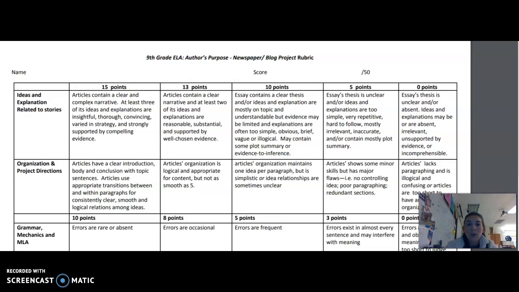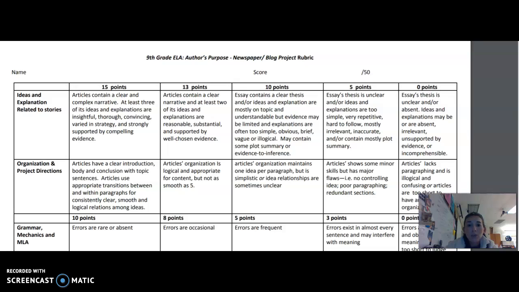I want to go over our 9th grade Language Arts Author's Purpose project with you. We're going to be looking at the rubric and how your project will be graded. Let's start off with the fact that this project is worth 50 points and it is divided up as so. The first two sections, the max number of points that they are worth are 15 points, which is for your ideas and explanation related to the stories, and your organization and project directions.